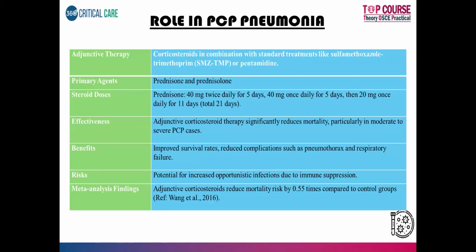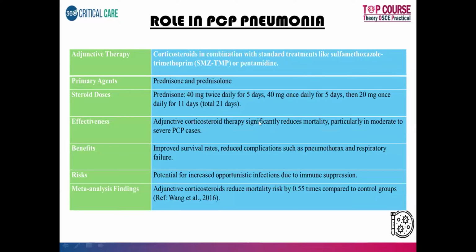So what is the role in PCP pneumonia? In PCP pneumonia, glucocorticoids or corticosteroids are given as adjunctive therapy with the standard treatment like cotrimoxazole, right? Usually the steroid dose is 40 mg twice daily for 5 days, then 40 mg once a day for 5 days, and then 20 mg once daily for 11 days. So totally in PCP pneumonia, you are going to give the steroids for 21 days.